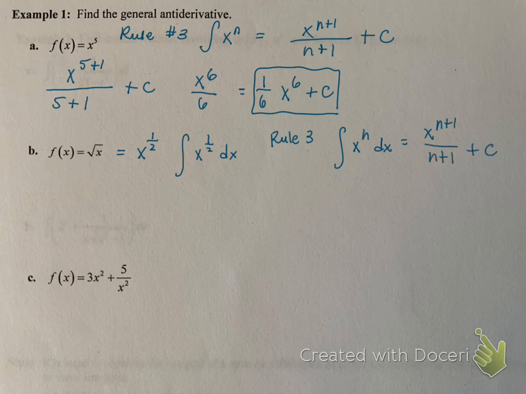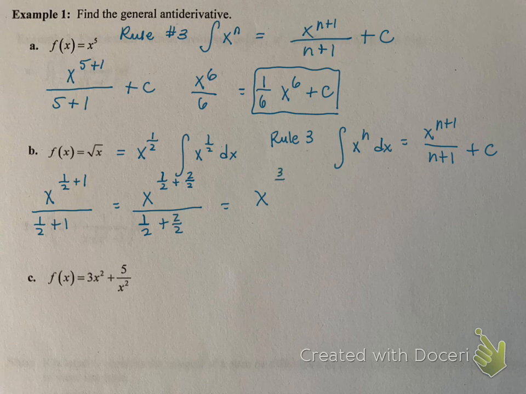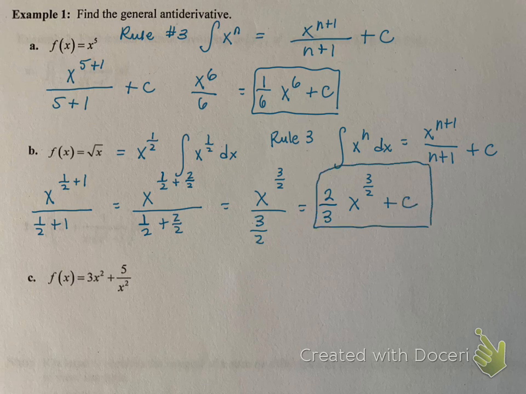Okay, so let's go ahead and do this. I have x to the 1/2 power. I'm going to add 1 to that, and I'm going to throw it over 1/2 plus 1. So this becomes x to the 1/2 plus 2 over 2, when I find a common denominator, over the same thing, 1/2 plus 2 over 2. So this becomes x to the 3/2 over 3/2. So when I make this look a little better, I get 2/3 x to the 3/2 plus c. So once again, with all of these, if you have an indefinite integral, you have to use the plus c.